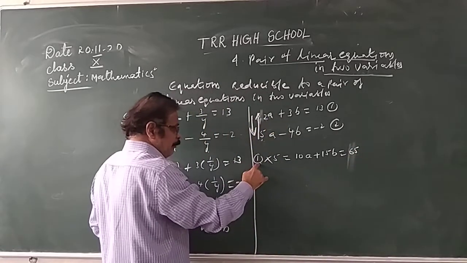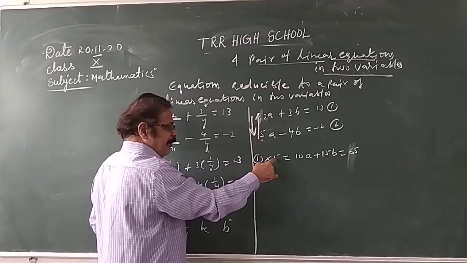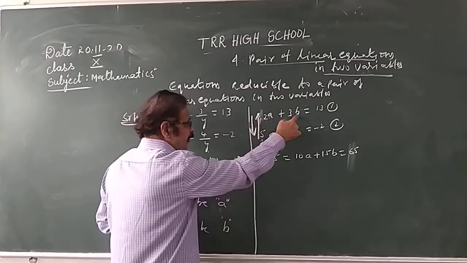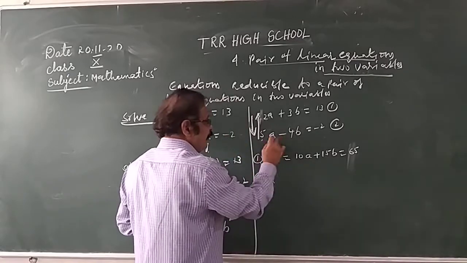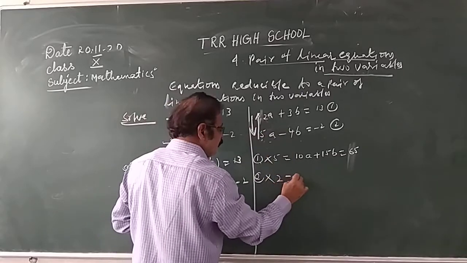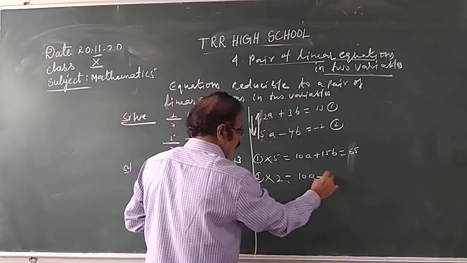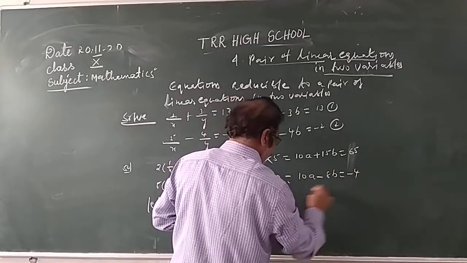First equation multiplied by the second equation's a coefficient, 5: 5 2s are 10a plus 5 3s are 15b, 5 13s is 65. Now second equation multiplied by the first equation's a coefficient. First equation a coefficient, how much? 2. 2 5s are 10a, 2 4s are 8b, 2 into minus 2, minus 4.